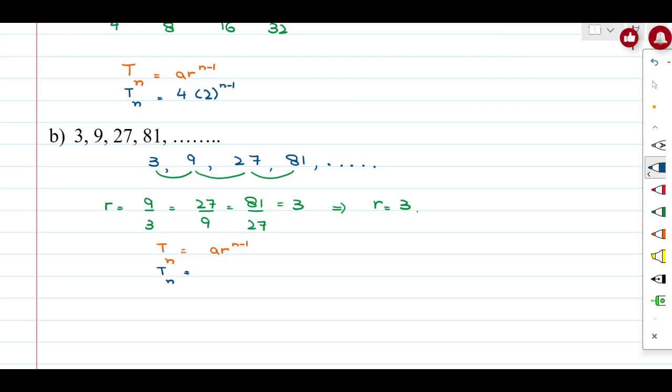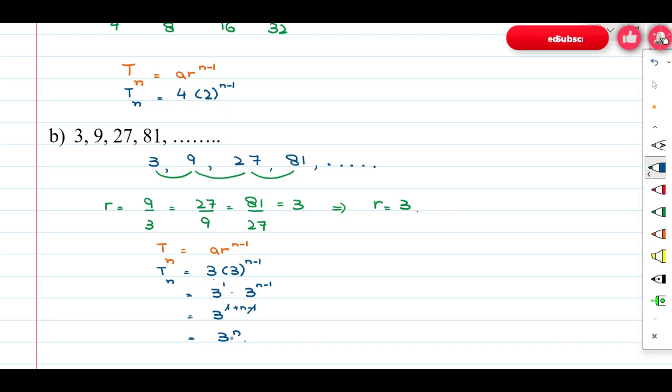So Tn: a is the first term of the sequence, which is 3. r is the common ratio, which is 3, power n minus 1. Now when I simplify this further, you can see we have the same base in the product, so you can add the powers. Here 3 power 1 and here 3 power n minus 1. So let me add the powers: 3 power 1 plus n minus 1. The plus 1 and minus 1 cancel out. So 3 power n is the nth term for the sequence in part B.